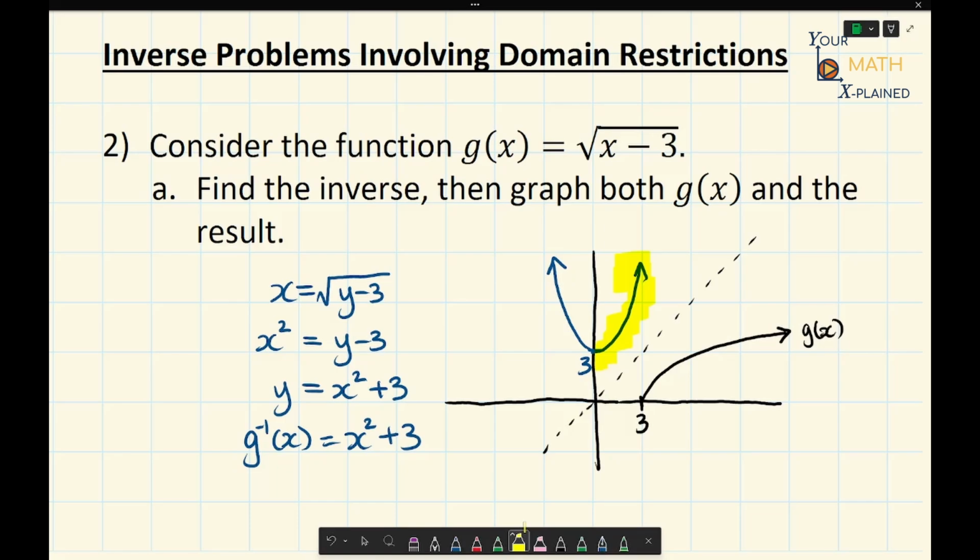So therefore, to write our solution for the inverse, we need to include a domain restriction on our answer. So meaning what we have here is not enough. We need to add on the domain restriction, which is x is greater than or equal to 0. So we need this whole thing, and that is our inverse function.